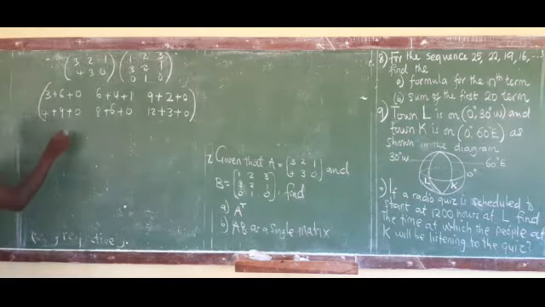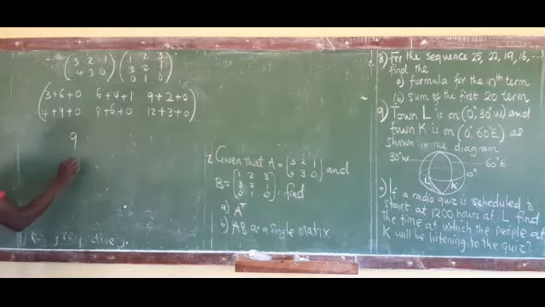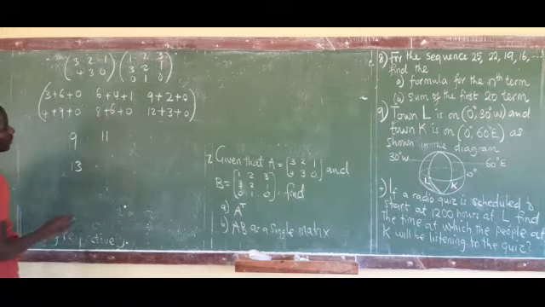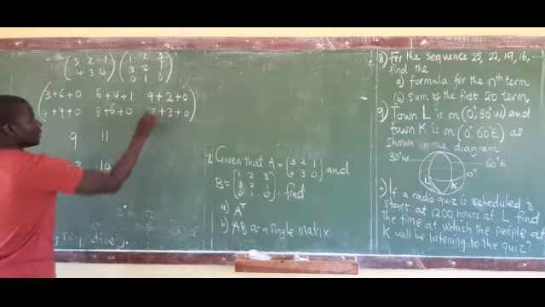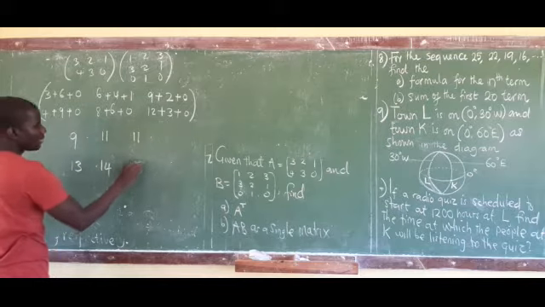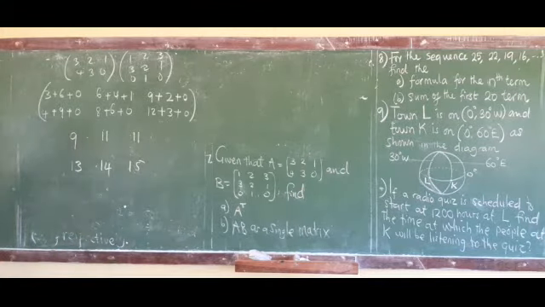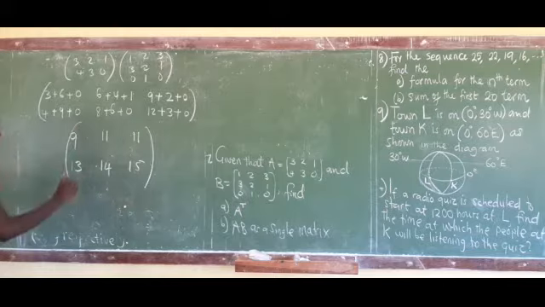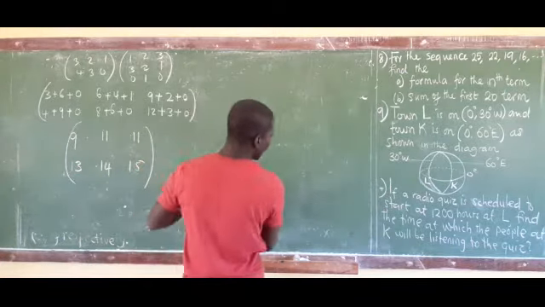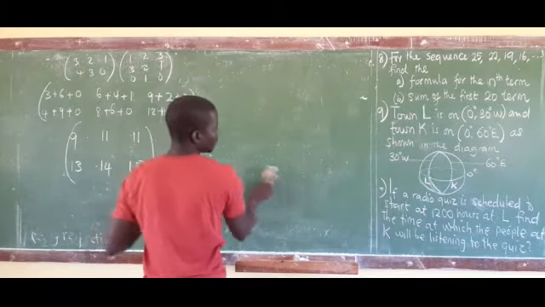We need to add. This is going to give us 9. This is going to give us what? 13. This is going to give us 11. This is going to give us 14. Then this one is going to give us 11. And this one is going to give us 15. So this is what we are getting. And we move on to the next question.